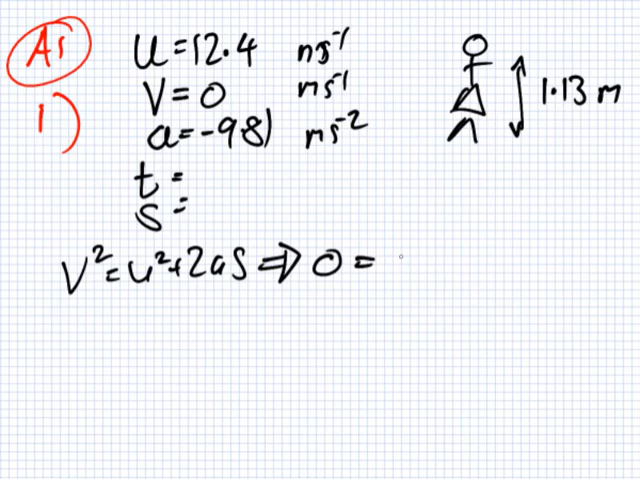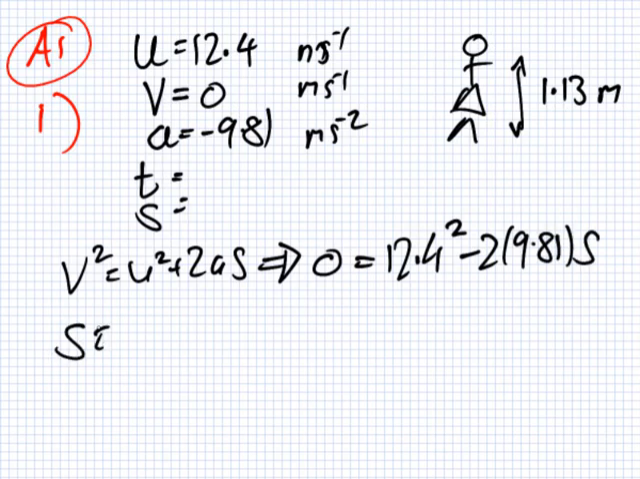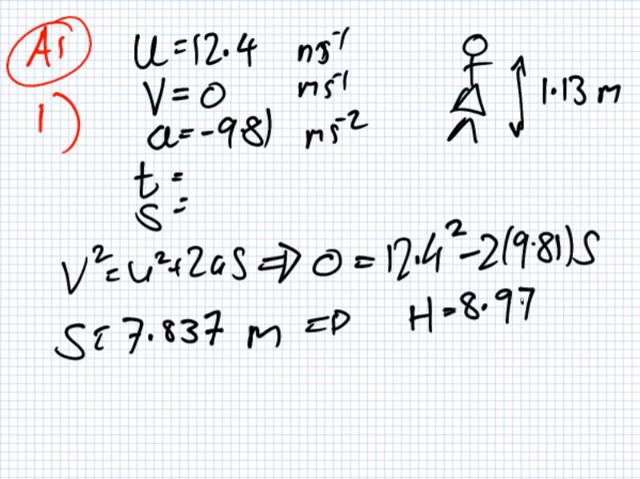0 equals 12.4 squared plus 2AS. So that means S equals 7.83, take one, 7.837 meters. So then the height, we have to add on 1.13, and we get a height of 8.97 meters.